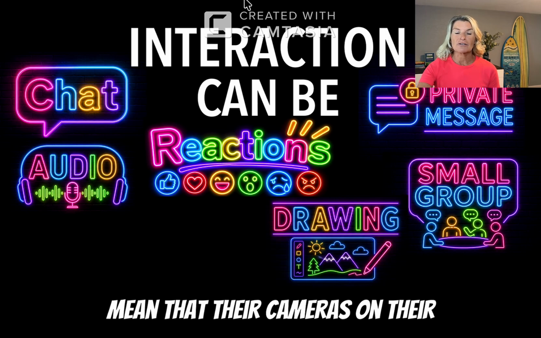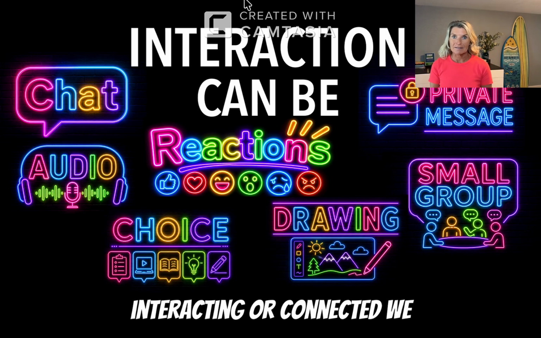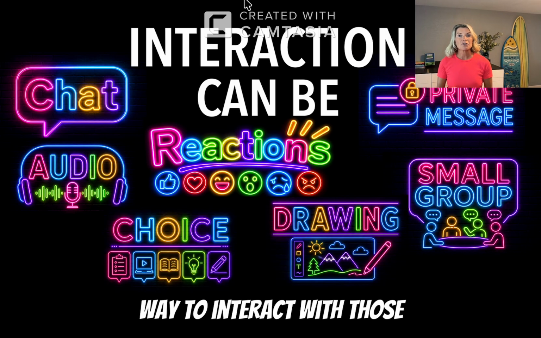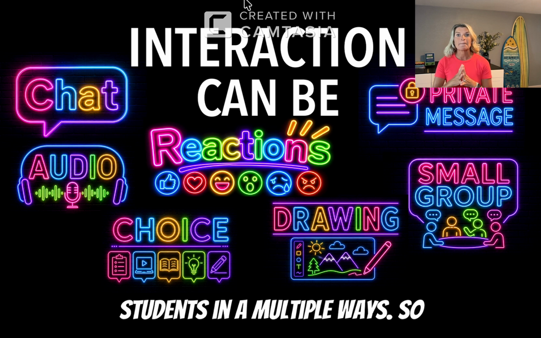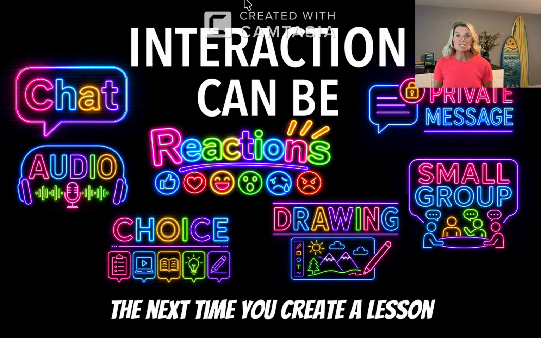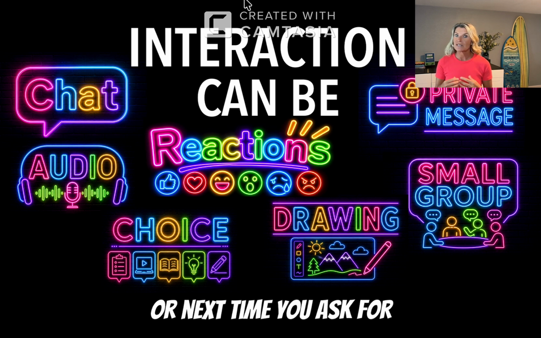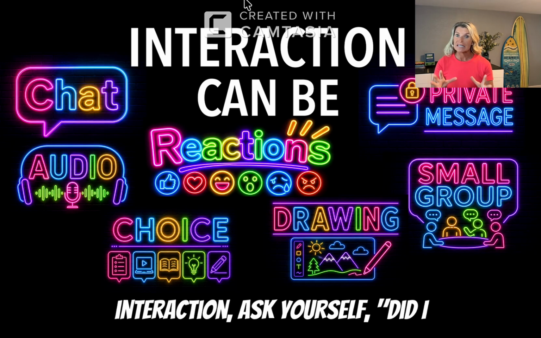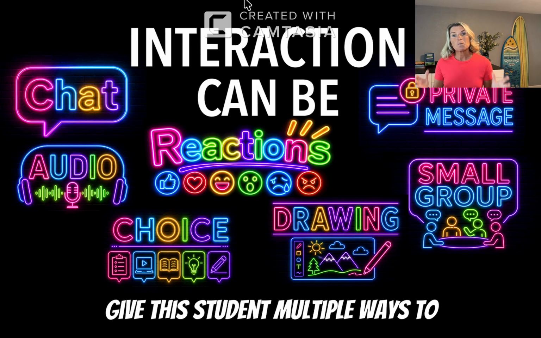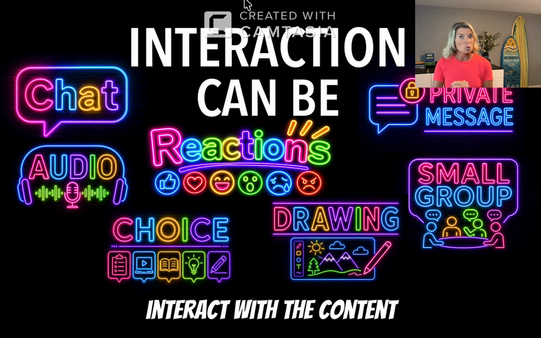It doesn't just mean that their camera's on, they're interacting. We want to make sure that we have a way to interact with those students in multiple ways. So the next time that you create a lesson or next time you ask for interaction, ask yourself, did I give this student multiple ways to interact with the content today?